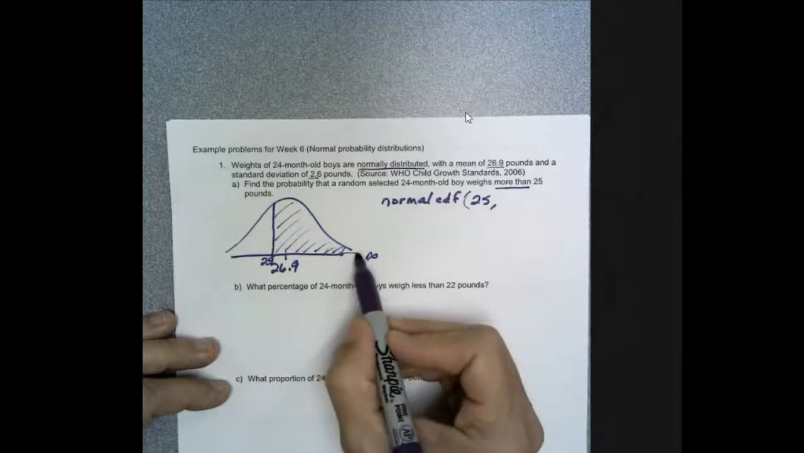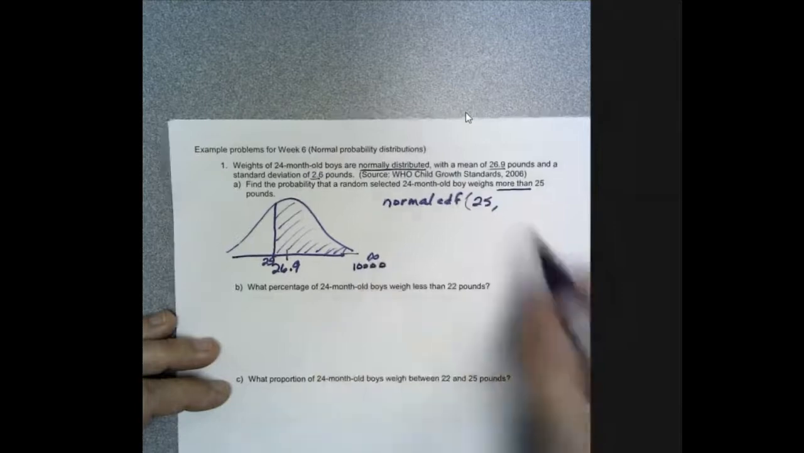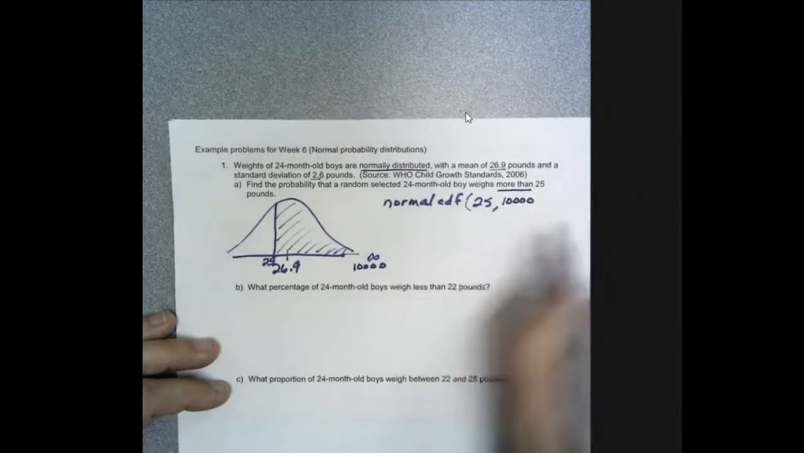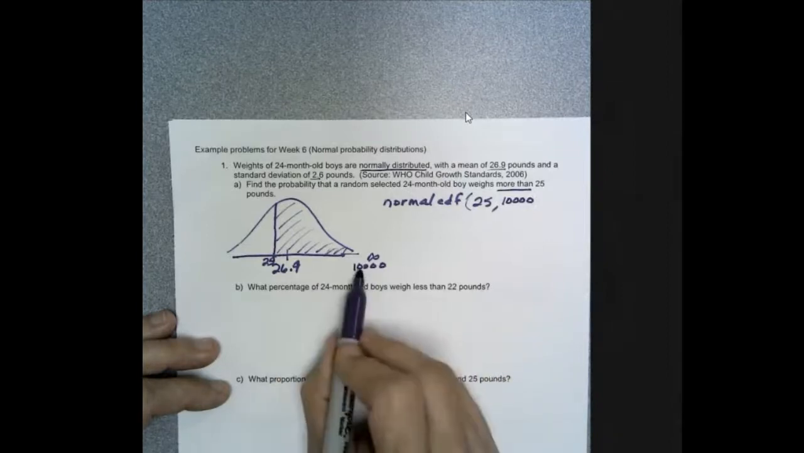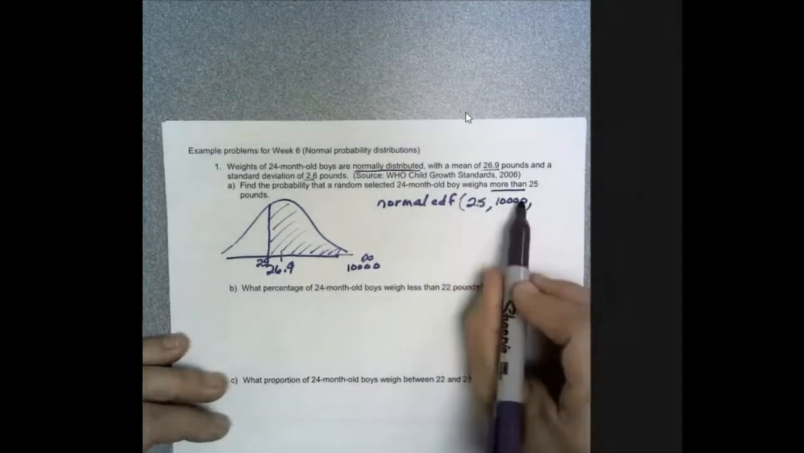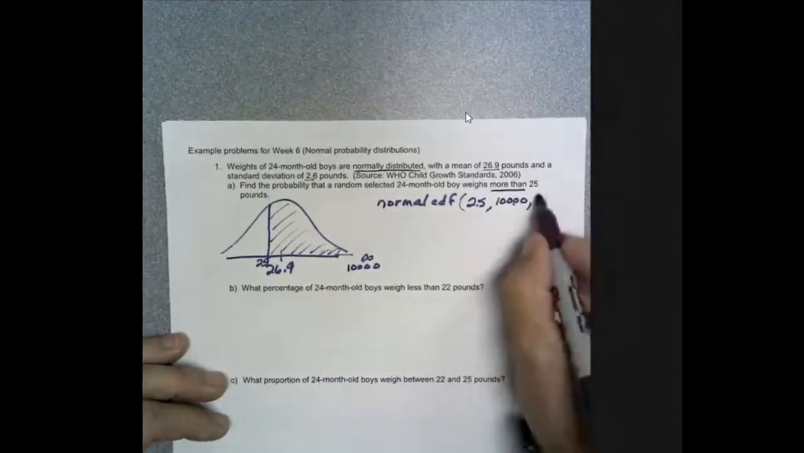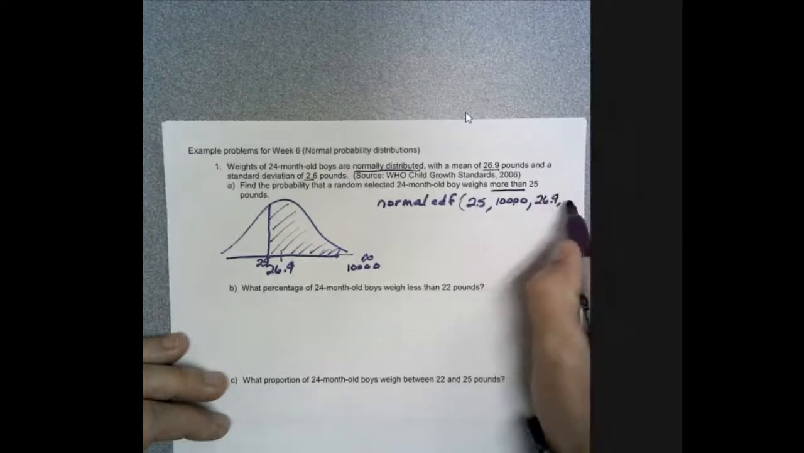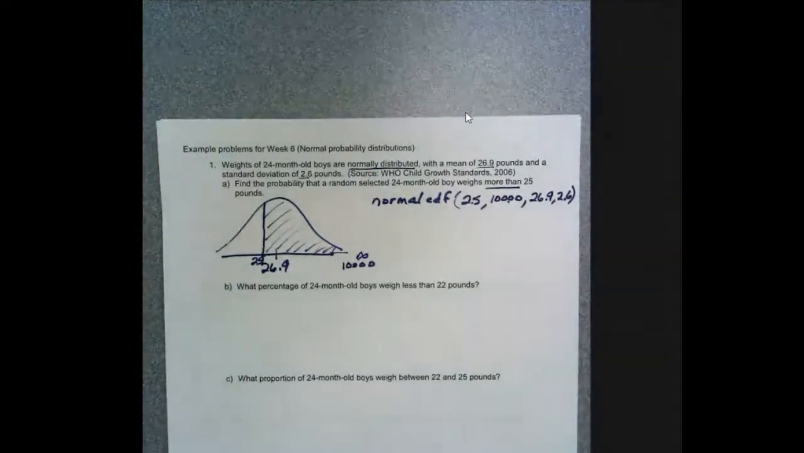So all you need to do is put in a really big number. So I'm going to use 10,000. It doesn't really matter what the number is, as long as it's more than probably 4 standard deviations above the mean, it'll work. So 10,000 is a nice safe value that you can use for most things. So there's our lower bound, upper bound, and then we need to put in the mean and the standard deviation. So we put in 26.9 for the mean and 2.6 for the standard deviation. So you have 4 different values with commas separating them.